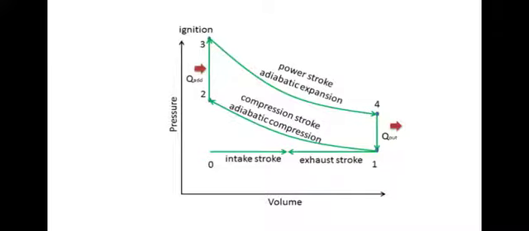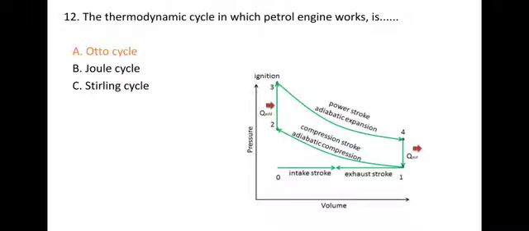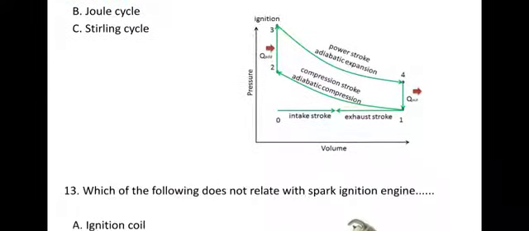Then 2 to 3, that is heat supplied at a constant volume. Then 3 to 4, that is expansion stroke. So the combustion will happen inside the cylinder and the piston will travel, and the volume will increase and the pressure will decrease. Then 4 to 1, that is exhaust stroke, or 1 to 0, that is also known as exhaust stroke. Okay, so this is Otto cycle and the petrol engine works on the Otto cycle.